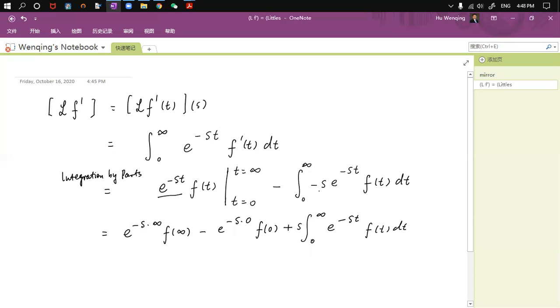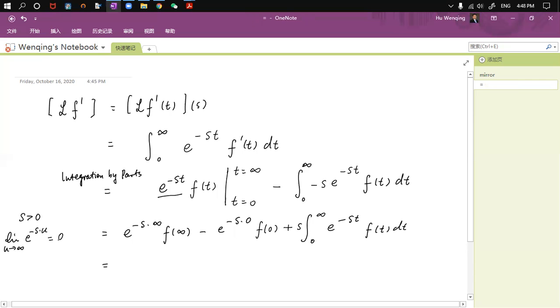Why can you pull the s out? Because here we're integrating against t, so s can be treated as a constant. That's why you have s multiplied by the integral. Usually in the Laplace transform, we assume that s is positive. If s is positive, you see that the limit as u goes to infinity of e to the power minus s multiplied by u is just 0. Is that good for everybody? So because of this, this term is not going to appear in the calculation.